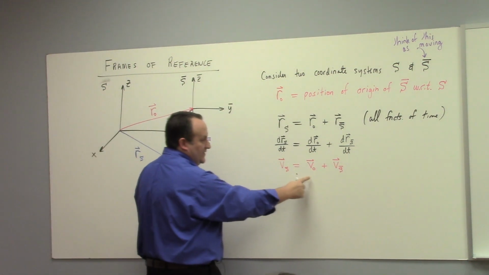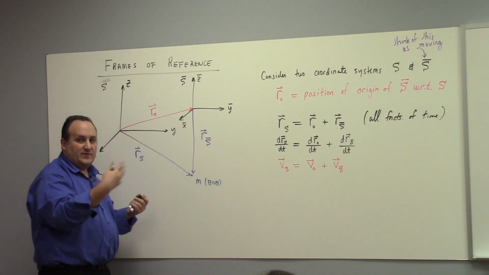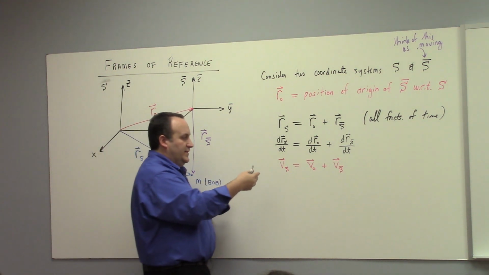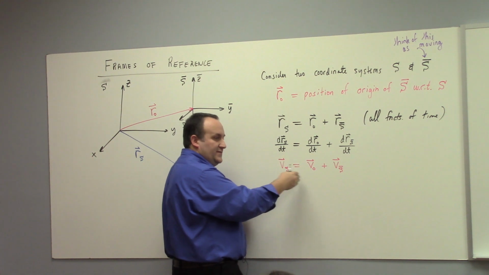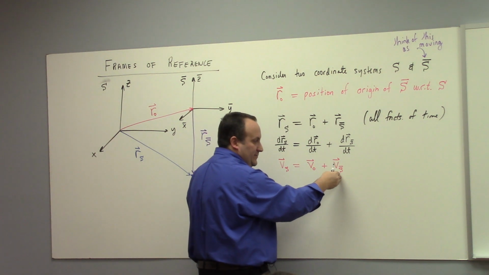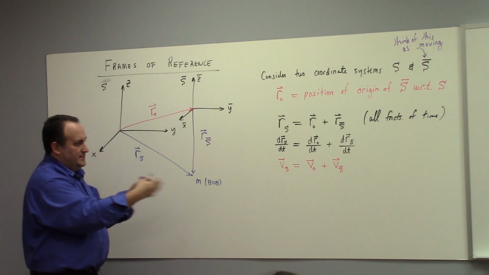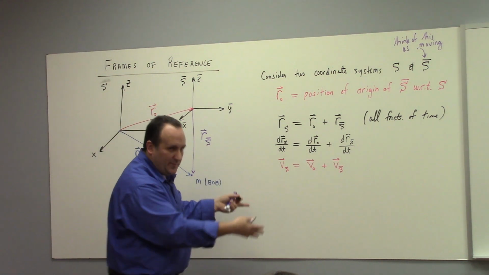Okay, so this is the velocity rule. The velocity addition rule is very simple. It says to find the velocity in the fixed frame of reference, you take the velocity with which the moving frame is moving, and you add the velocity of the object with respect to that frame of reference. Let me give you an example of this, yeah?